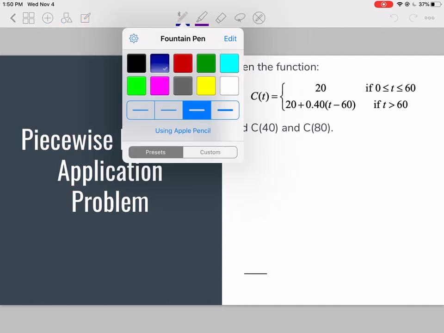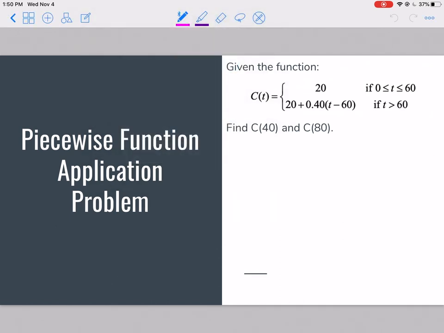So let's now review how we find the answers or solutions if we're doing a piecewise function application problem. Given this function, c of t equals 20 for a domain of 0 to 60, or c of t equals 20 plus this whole thing for a domain of t greater than 60, we're going to find c of 40 and c of 80. This one doesn't tell us what c of t represents. Likely t is representing time or something along those lines, and we have the exact same process as with the previous slide.